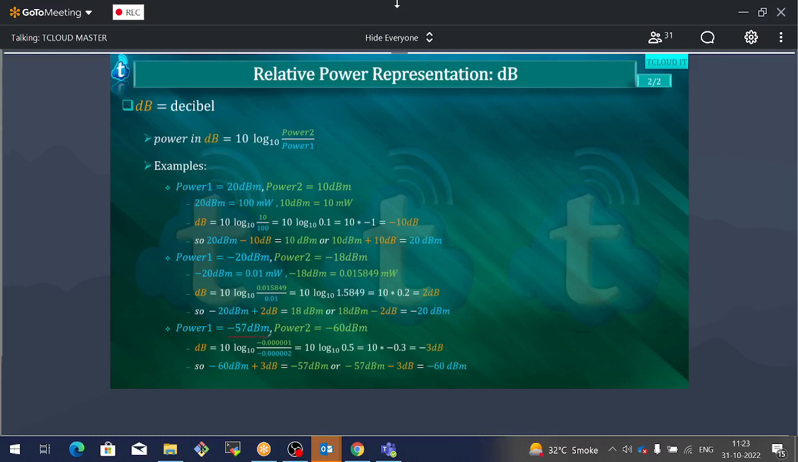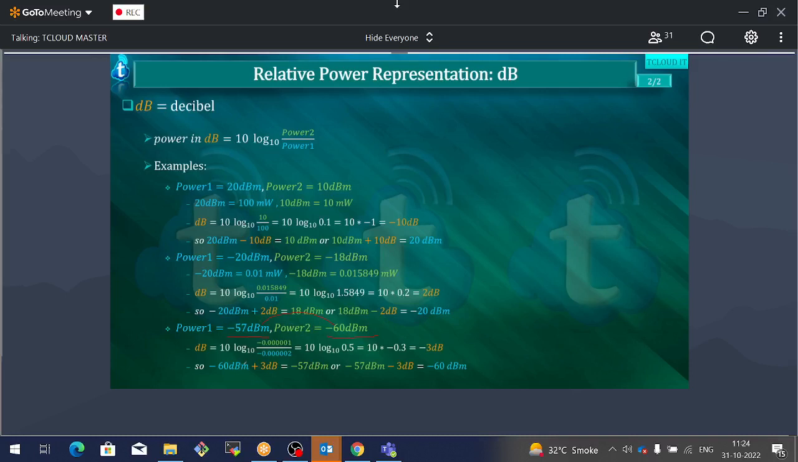Similarly, if you take minus 57 dBm transmitted, and you have received minus 60 dBm, it is definitely a power loss. This is not a power gain situation, this is power loss. How much power loss? Minus 57 dBm is 0.0002 milliwatt. Minus 60 dBm is 0.0001 milliwatt. So you get 0.5, and log 0.5 is minus 0.3. You get minus 3 dB. So that means the power difference between them is 3 dB.